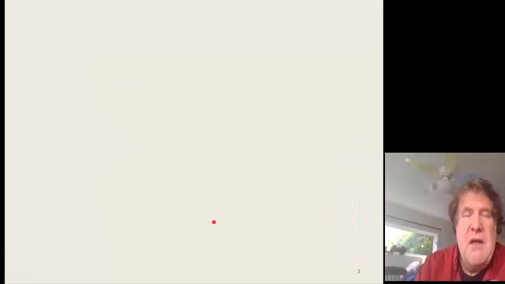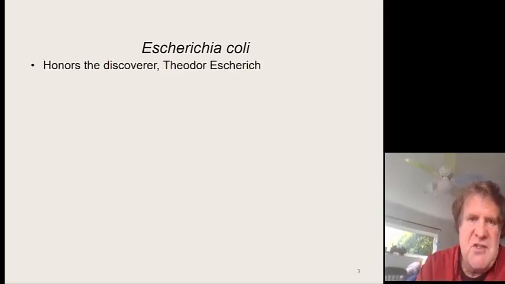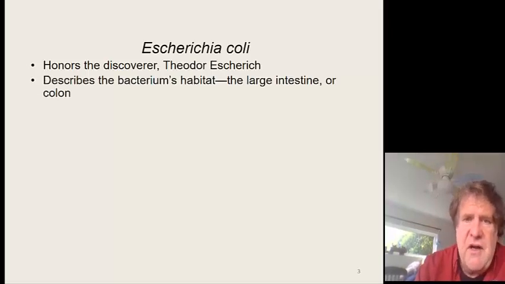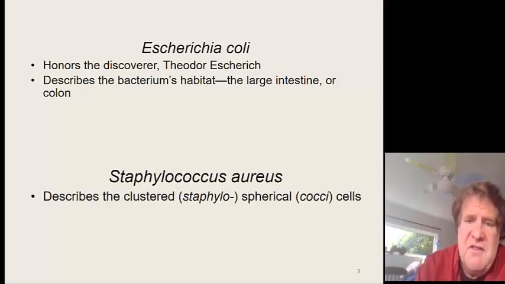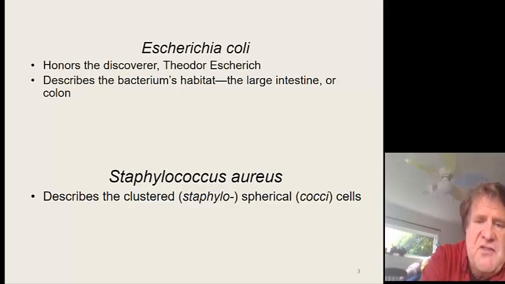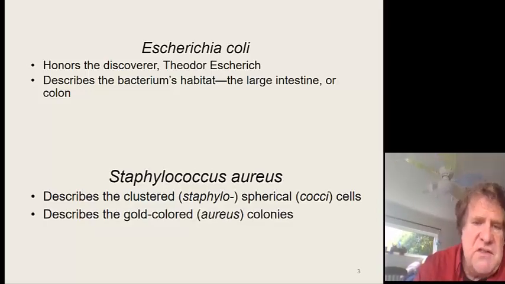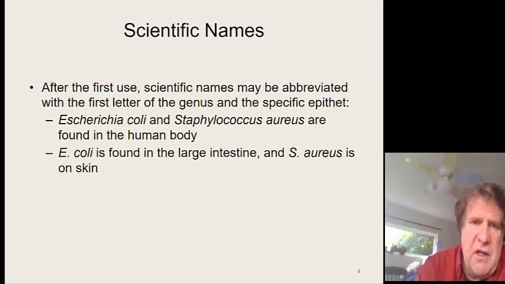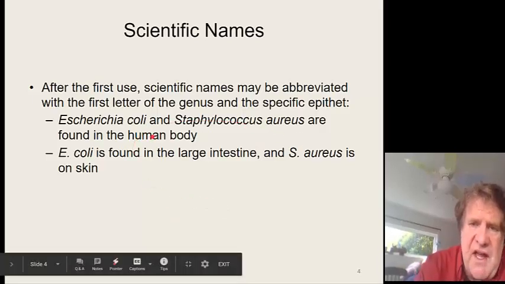Again, naming things scientifically is understanding them. Escherichia coli was named in honor of its discoverer, Theodor Escherich, and coli describes the bacterium's habitat, the large intestine, or the colon. Staphylococcus aureus describes the clustered, spherical cocci cells, and it's kind of golden in color. Scientific names, after their first use, can be abbreviated. Escherichia coli and Staphylococcus aureus can be found in and on the human body.